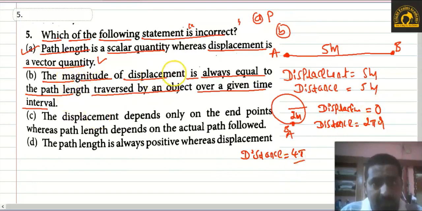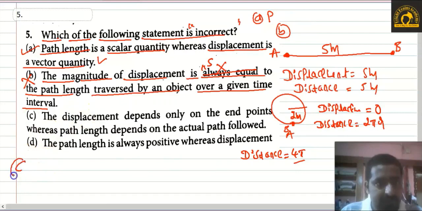So the magnitude of the displacement is not always equal to the path length. In a straight line, the magnitude of the displacement equals the path length. But in circular motion or other types of motion, this does not hold. This is the wrong statement.